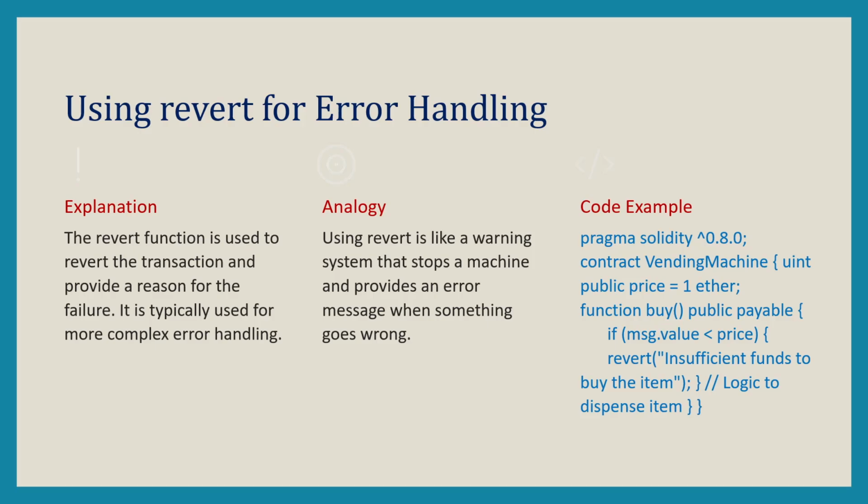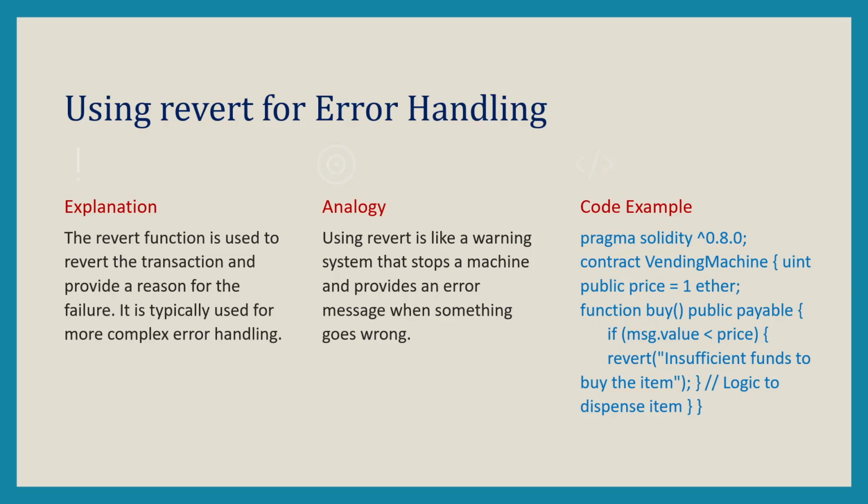Right? So there's a warning system, like you're in factories or somewhere, right? And there's always a warning system. For example, in a machine, if the electricity consumption is much too high, like it can be hazardous, right? So there'll be a warning system and the machine will be stopped and an error message will be provided, right? These are safety measures that are there in place. So that's essentially how a revert function works, right? The revert function is used to revert the transaction and provide a reason for the failure.